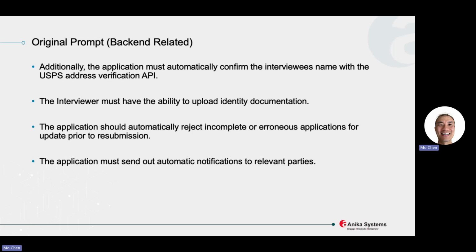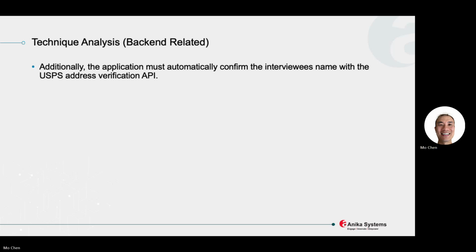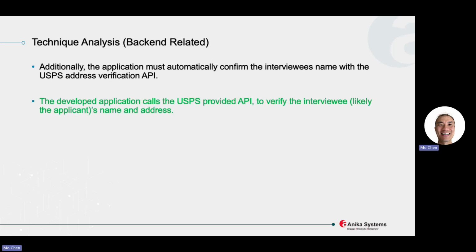Again, let's break down and check the criteria one by one. This application needs to communicate with an external API from USPS to verify the interviewee's name and address. At this moment, we cannot decide if the service call should be sent from the front end or the back end. We need more information to understand the expected behavior if the verification fails to make the decision.